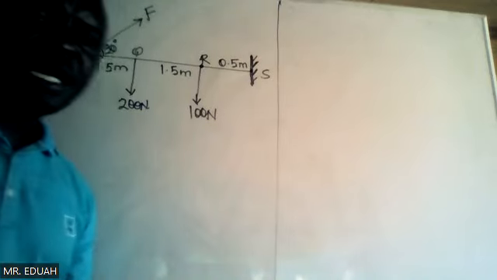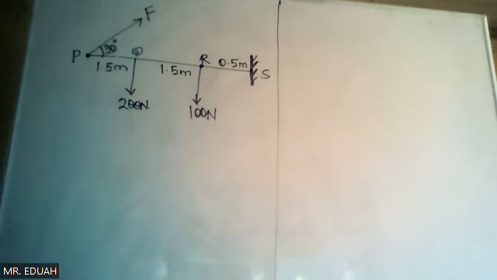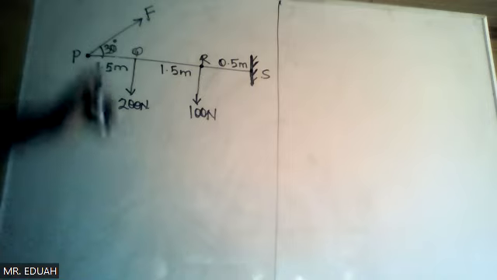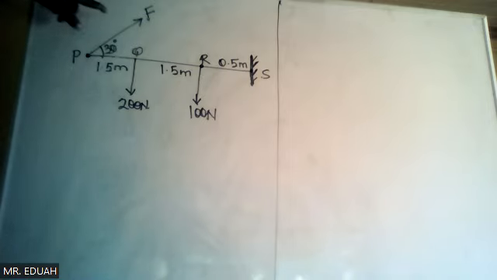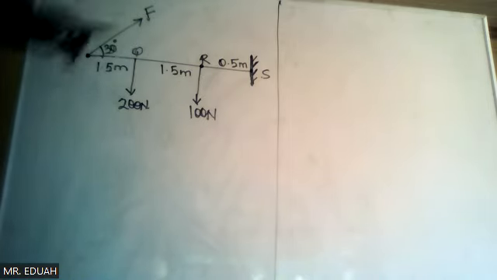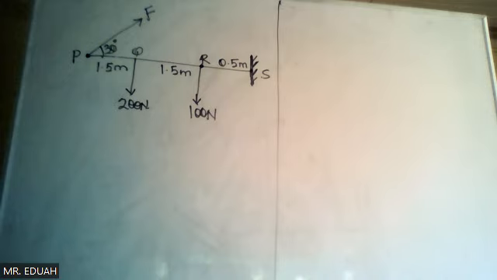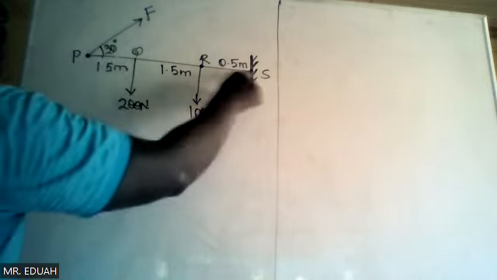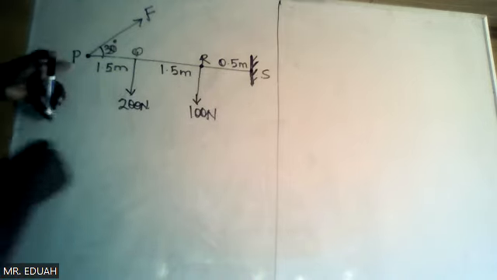Now moment or torque, the turning effect, is equal to the force times the perpendicular distance, or the distance times the perpendicular force. One of it must always be perpendicular to the other. Here, the stubborn one is the force. The force F isn't directly perpendicular to the bar PS.